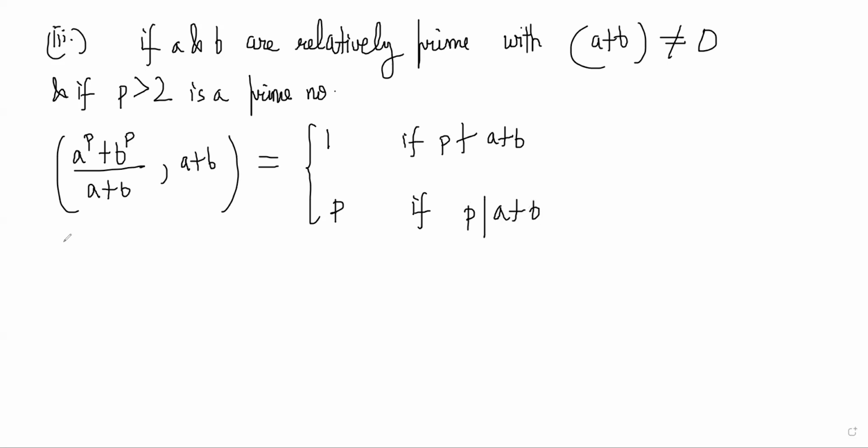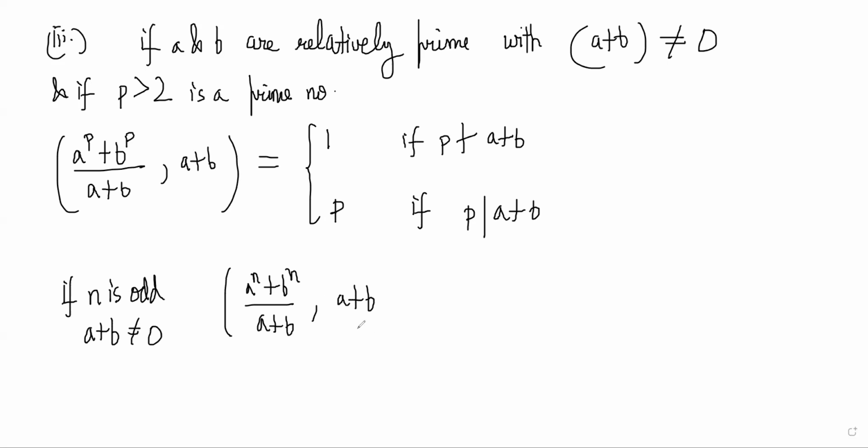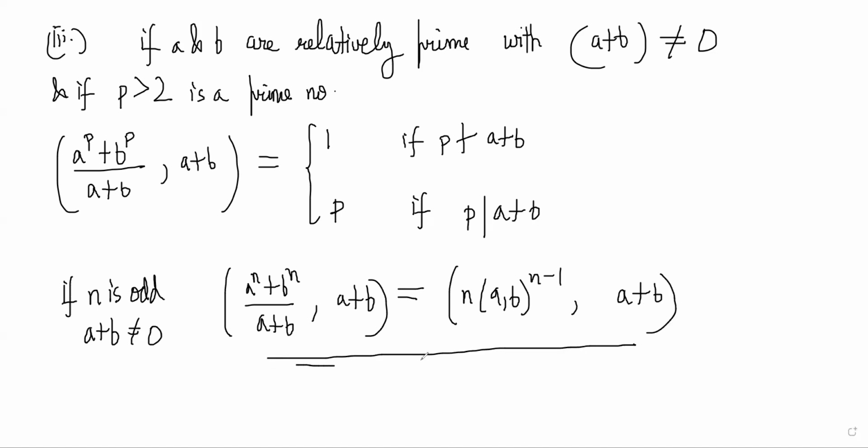Now what is this? This is an extension of property 2. In property 2, we had if n is odd and A plus B is not equal to 0, we have shown that the GCD of (A power n plus B power n) by (A plus B) with A plus B is equal to n times GCD of A and B power n minus 1, comma A plus B. This is property 2, which comes from property 1. We have done the full proof of property 1, and from property 1, setting small b equal to minus B, we got property 2.